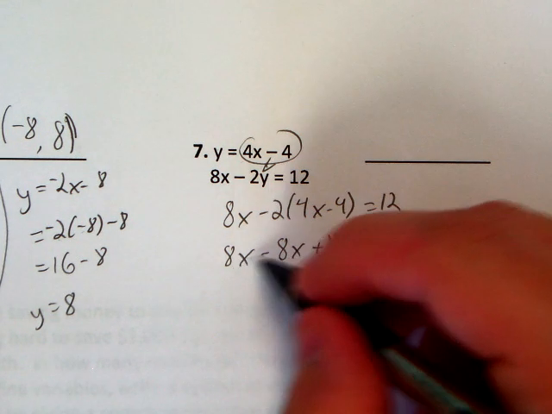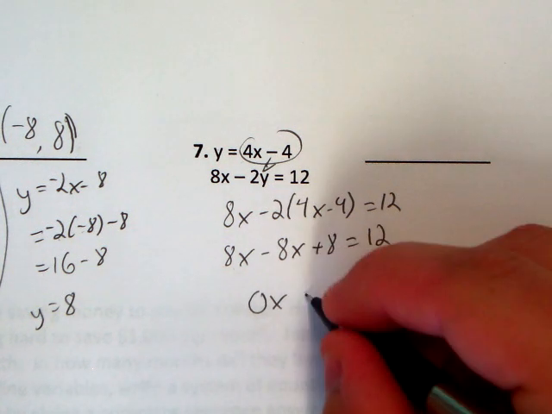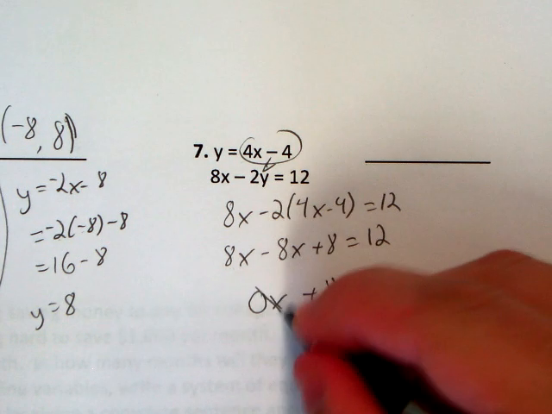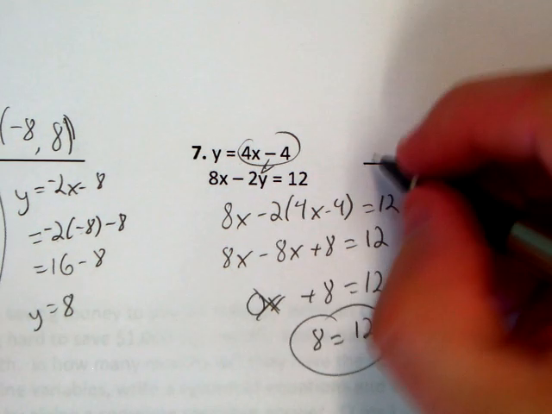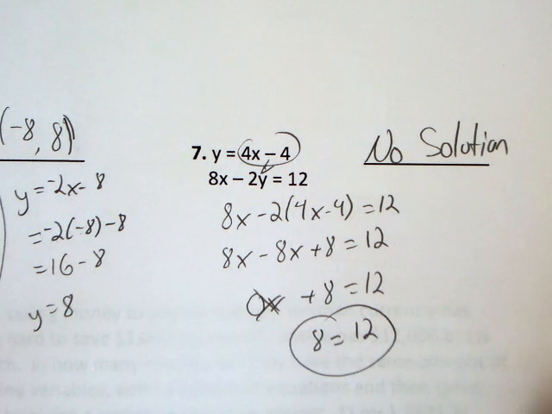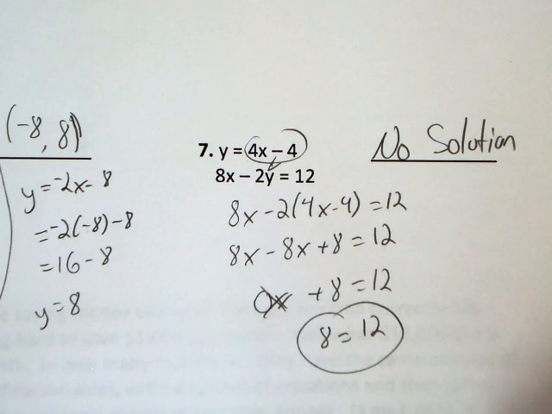Combine like terms. Those are right here, 8x and 8x. I'm subtracting them, so I'm left with 0x plus 8 equals 12. If I get rid of the 0x, I just have 8 equals 12. That doesn't work. So this is no solution, because 8 does not equal 12.